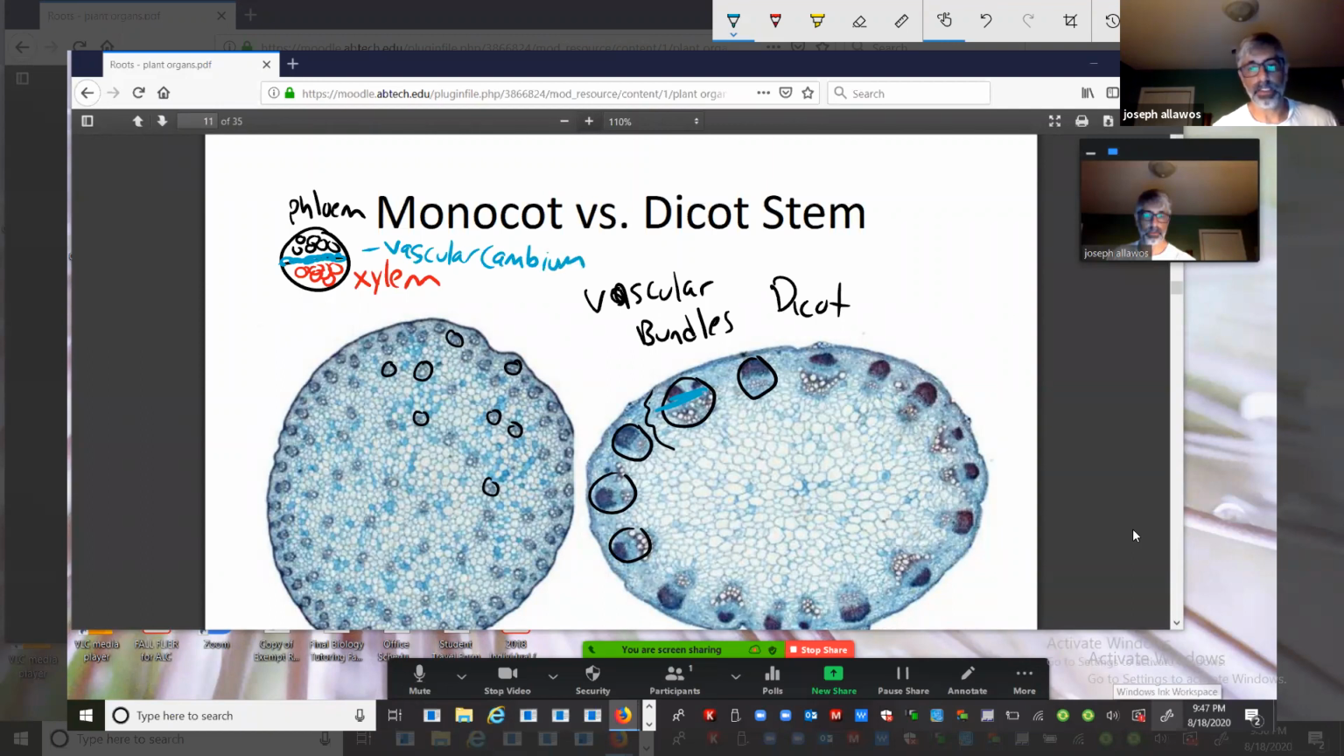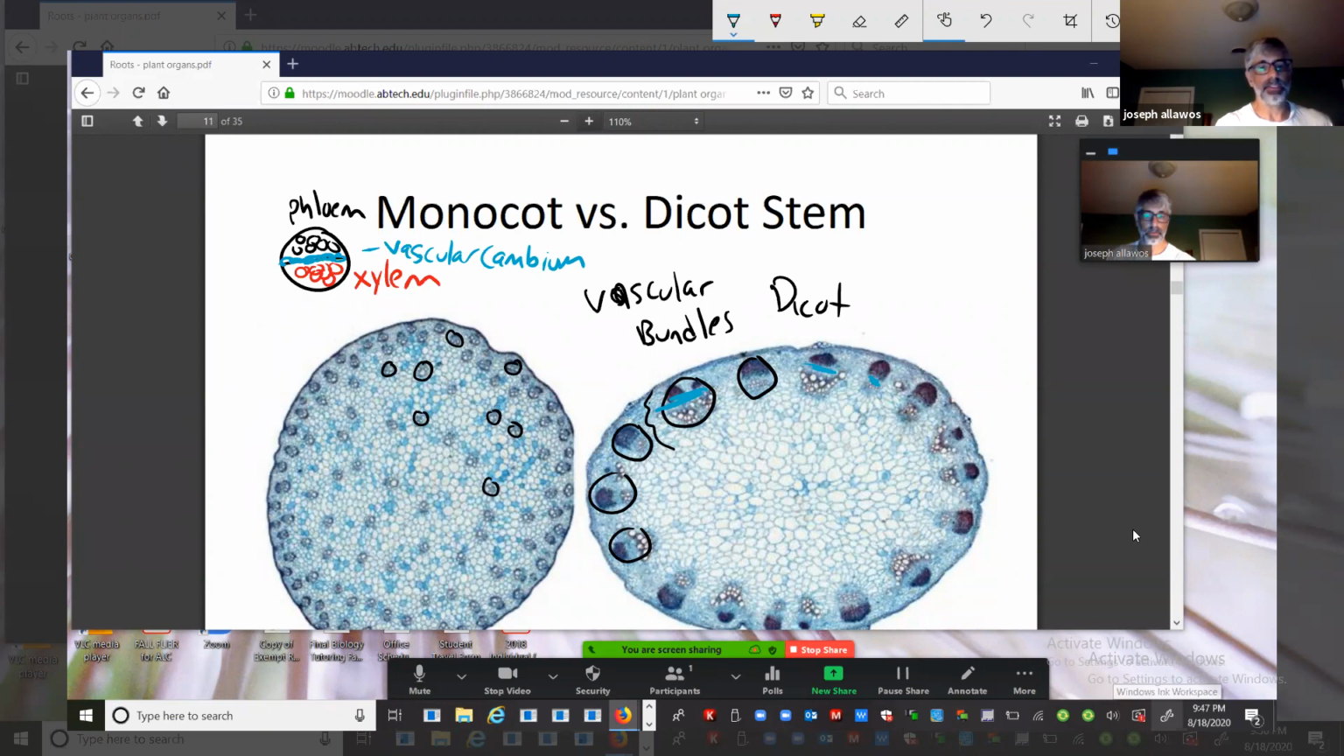And you can see it right here really well, right in this region. Now in the monocot, the vascular bundles are arranged just the same, with the xylem to the outside and the phloem to the inside. It's just that they're scattered all around.